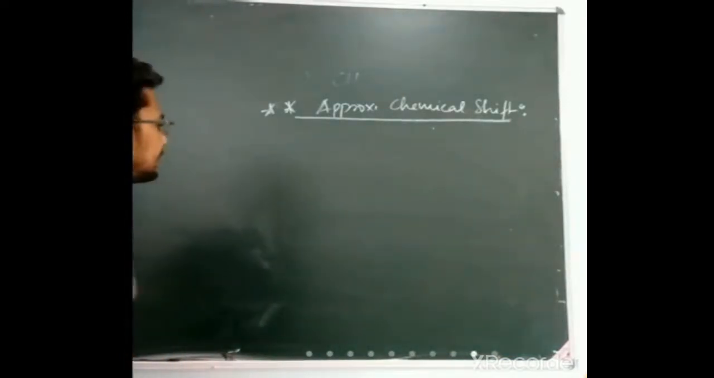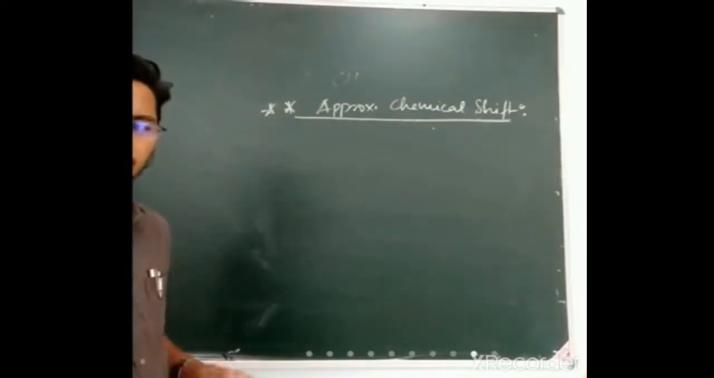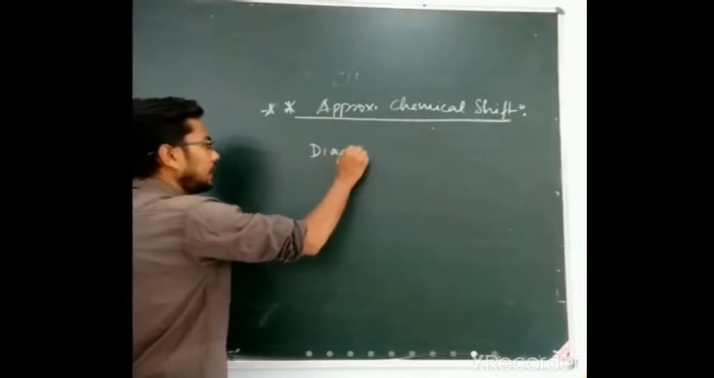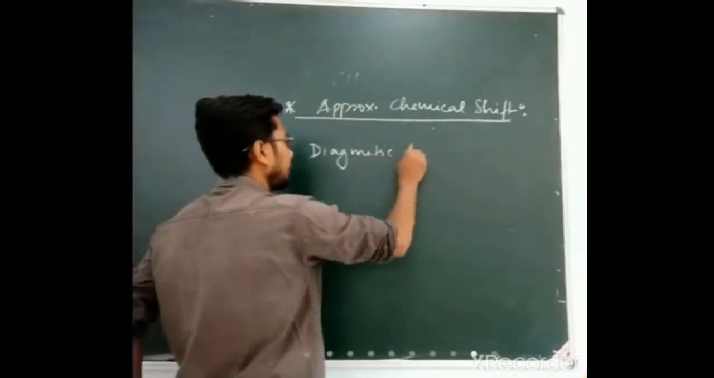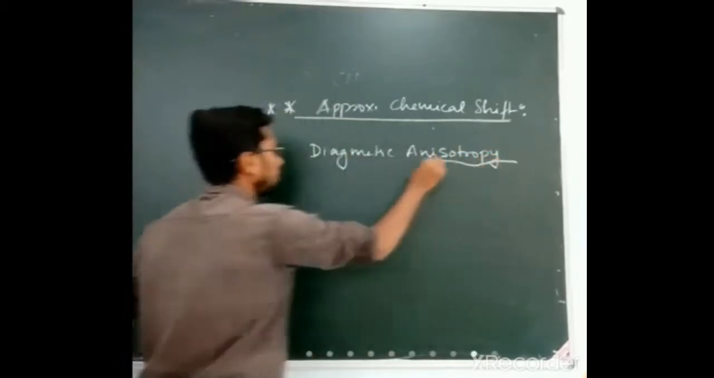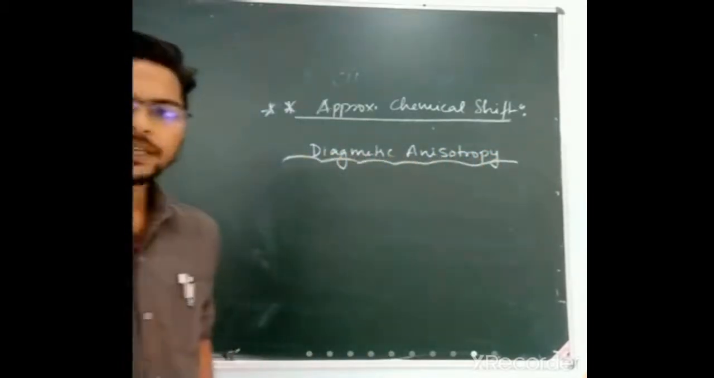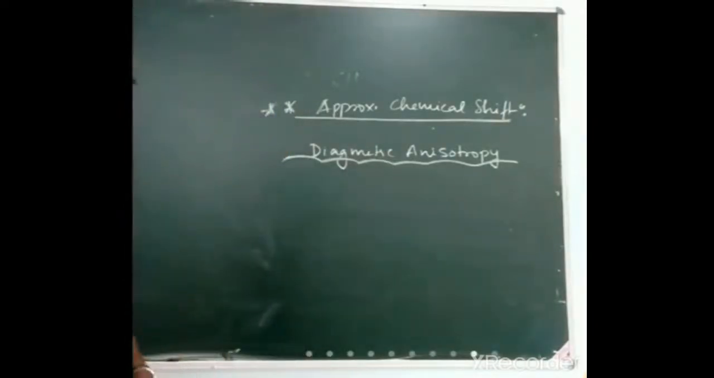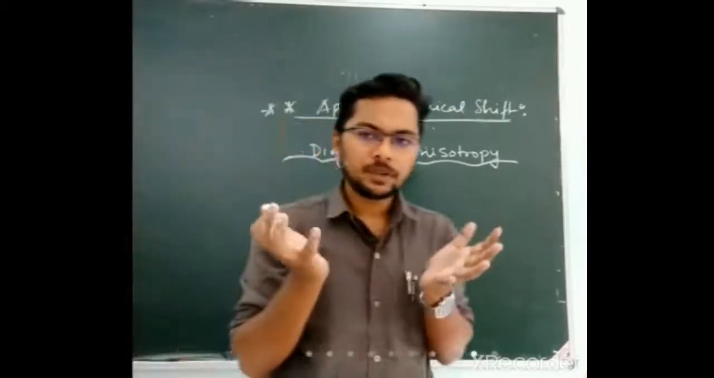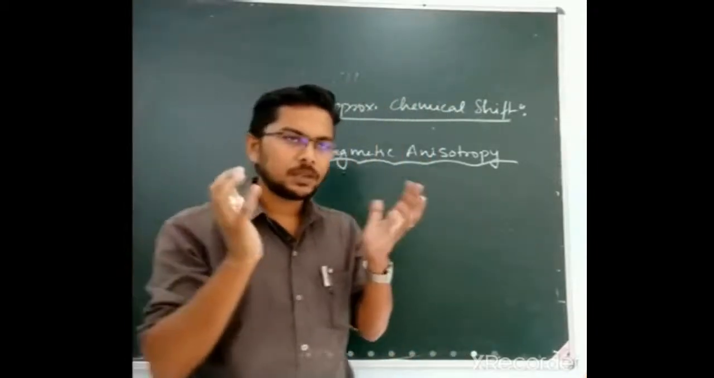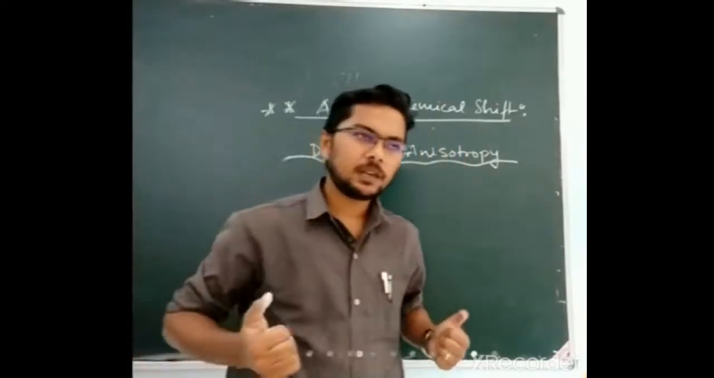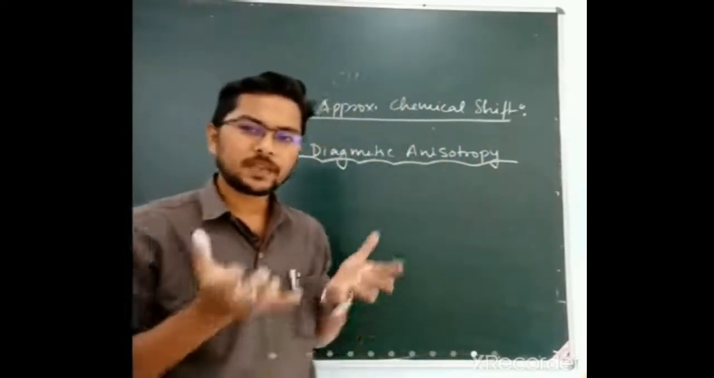Next is your alkenes. So before going to alkenes, I will also take up this diamagnetic anisotropy effect. So what is diamagnetic anisotropy effect? Now, as I said, the electronic cloud which is surrounding a particular nucleus itself generates a magnetic field which opposes the external magnetic field.